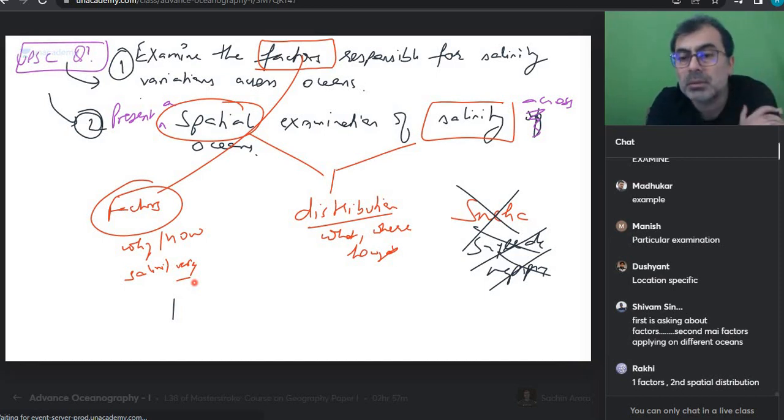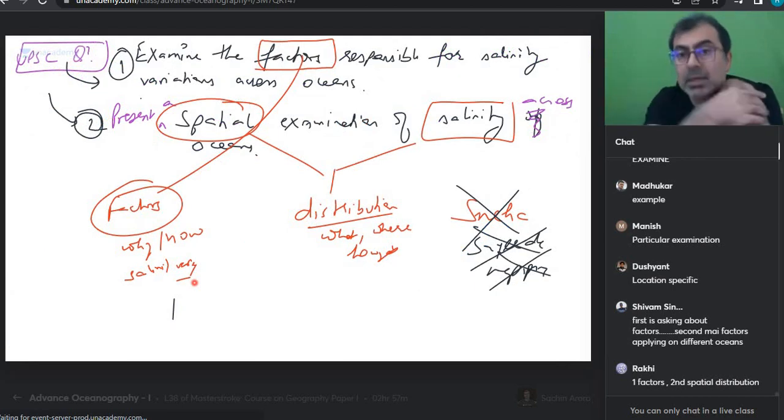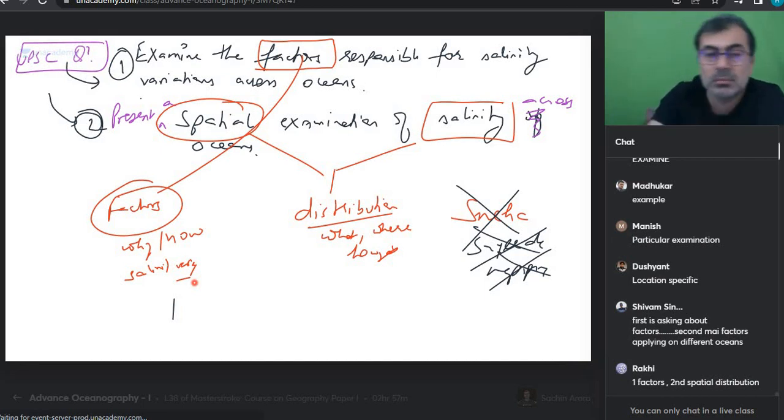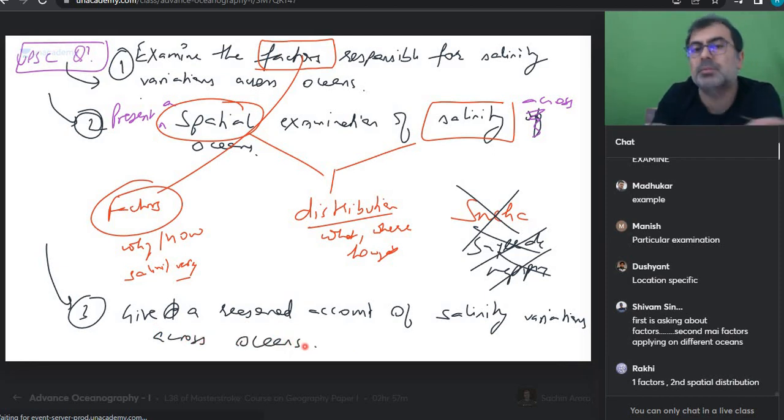ये होता है रटे रटाए क्वेश्चन में, जाके कुछ भी लिखेंगे. Can't you see the questions are very very different? One is saying examine the factors responsible, ये है, so you'll be working on these factors. Examine the salinity variations, वो भी करवाना है मुझे, वो तो मैंने करवाया नहीं. I have not even done that. What answers? Give an account of salinity variations across oceans.